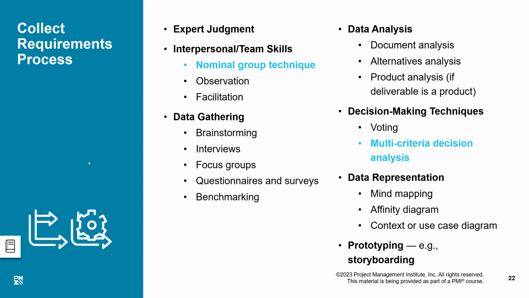The second category is interpersonal and team skills. Interpersonal and team skills are about how you gather information or requirements from various people, how you interact with people. The first one is the nominal group technique. You discuss it with people, and you conclude the requirements by coming to a consensus, maybe through a voting process or maybe through discussion.